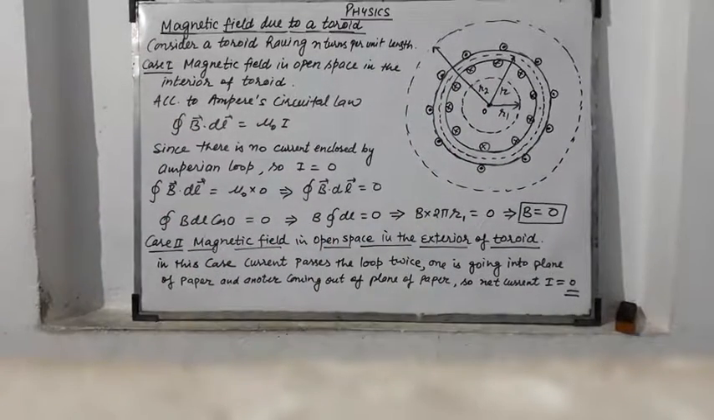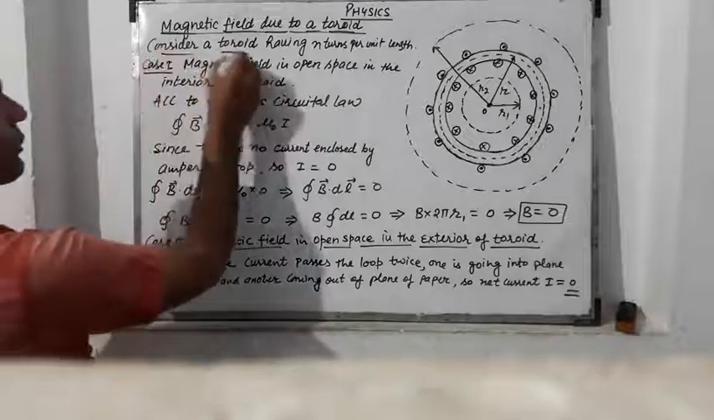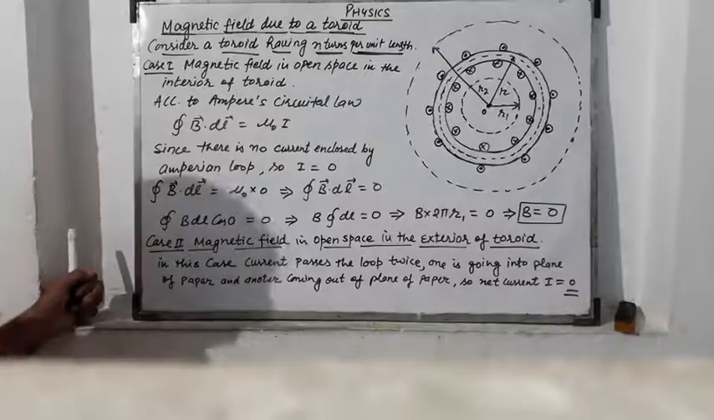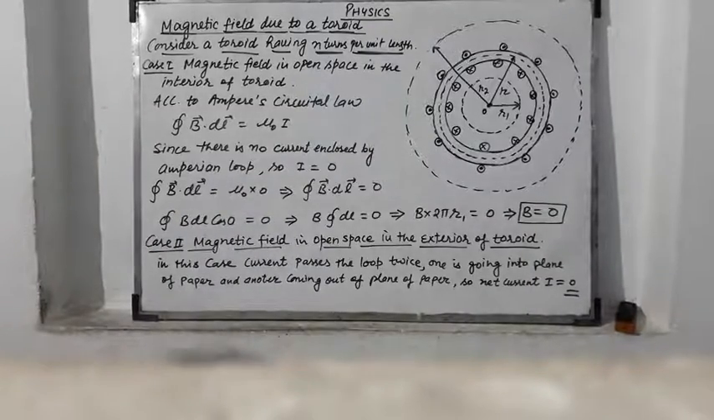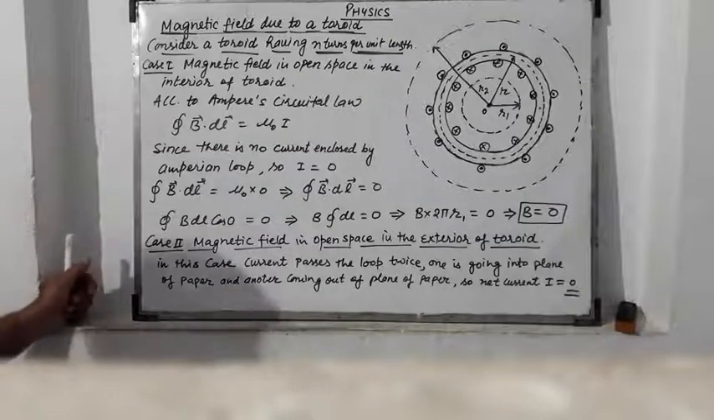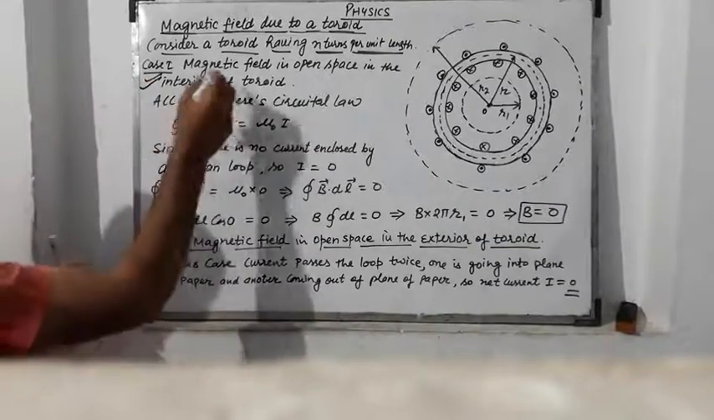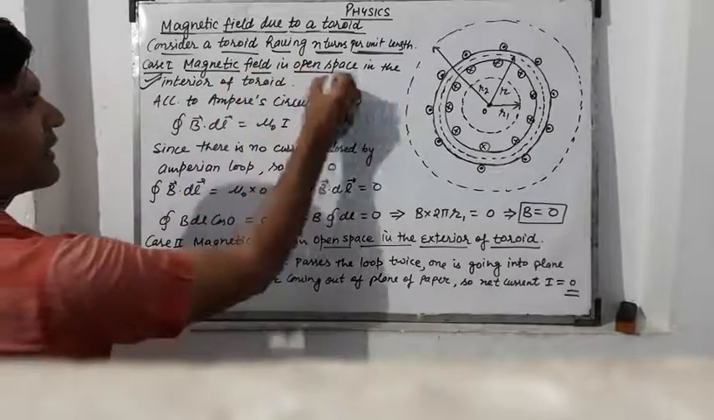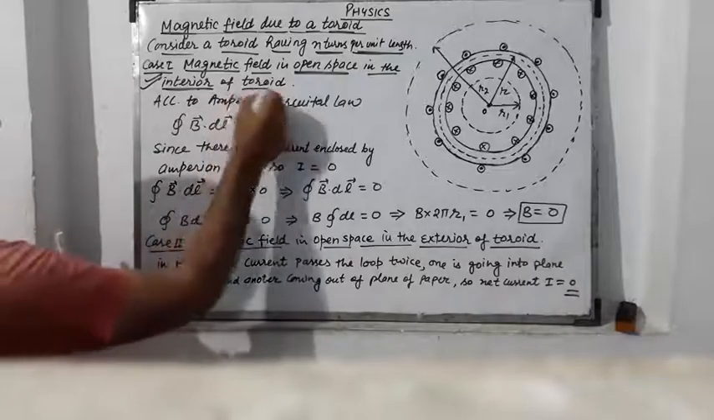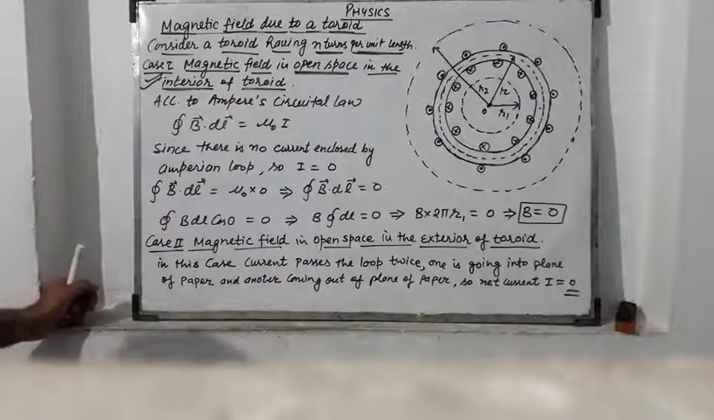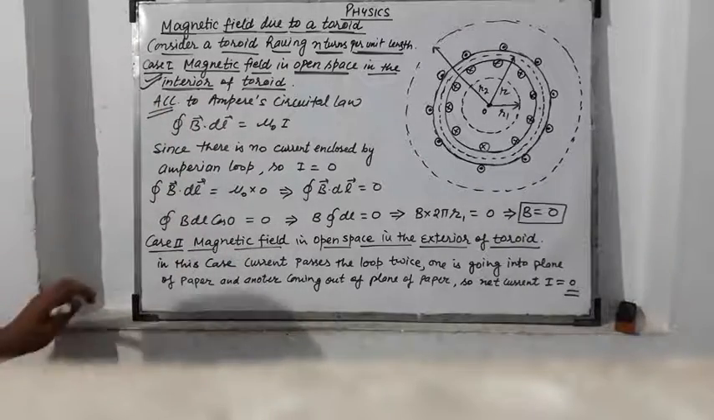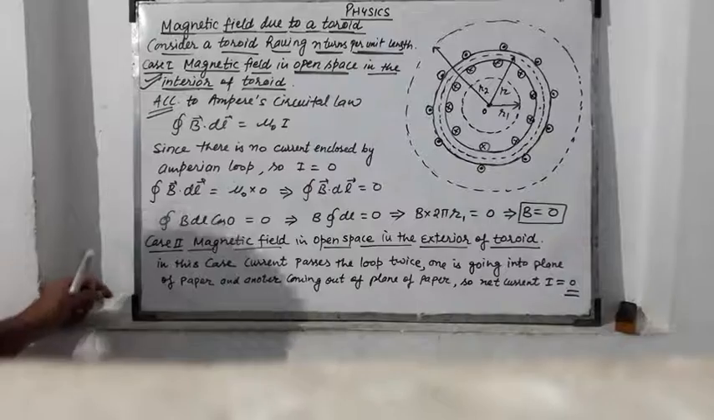Now consider a toroid having small n turns per unit length. As we have 3 regions, there are 3 cases. The first case is magnetic field in open space in the interior of the toroid. This is an application of Ampere's Circuital Law.